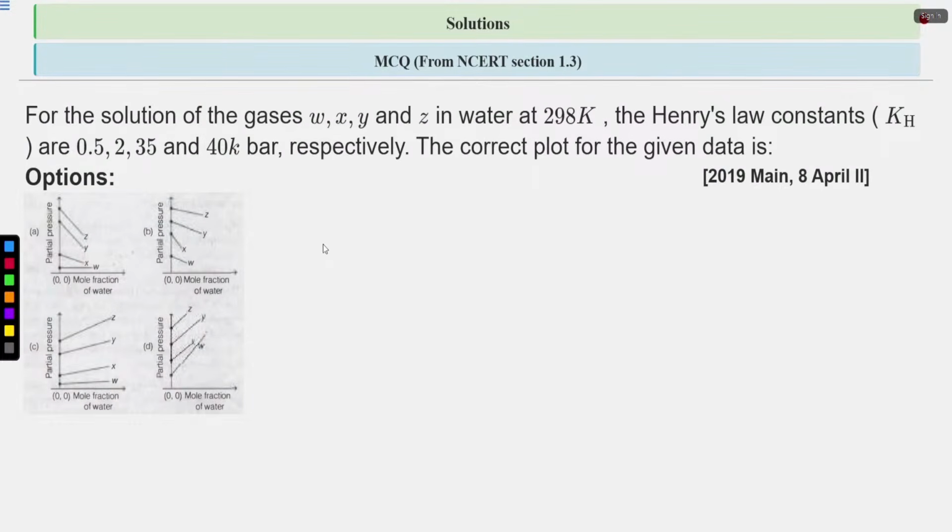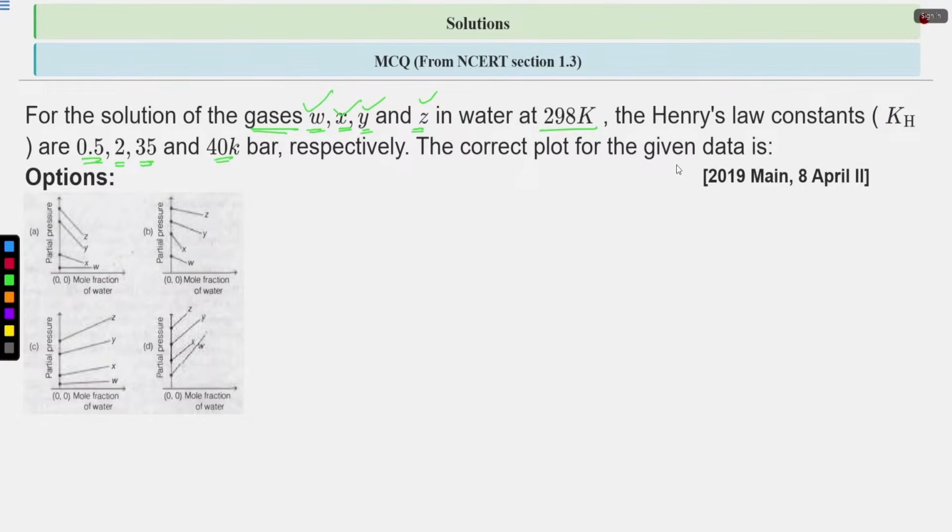This is also an MCQ question, which is from NCERT section 1.3 in the solutions chapter. The question says that for the solution of gases W, X, Y, and Z in water at 298 Kelvin, the Henry's law constants, which is KH, are 0.5, 2, 35, and 40 kilobar respectively. So we have been given the Henry's law constant value for different gases W, X, Y, and Z.